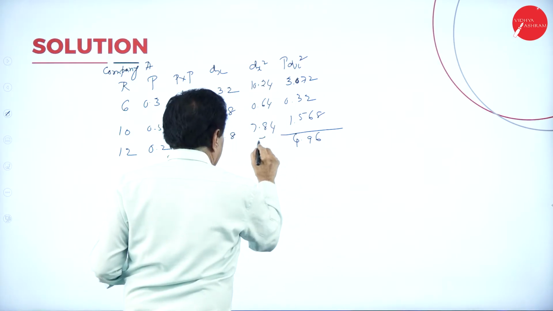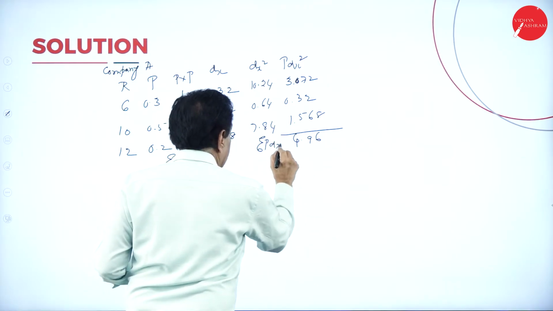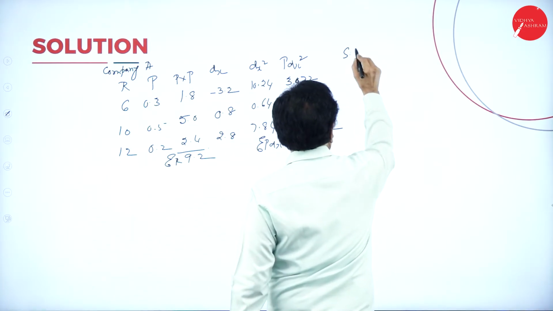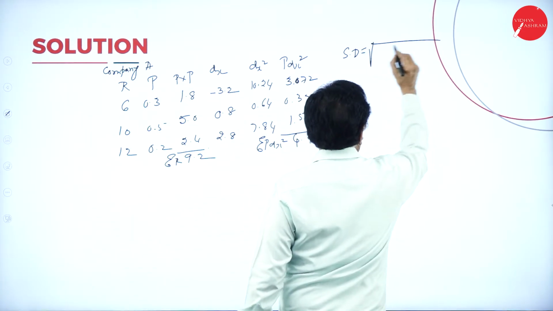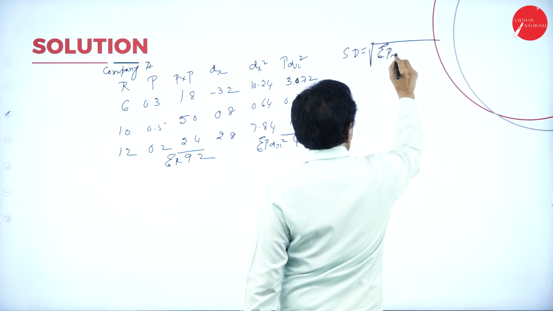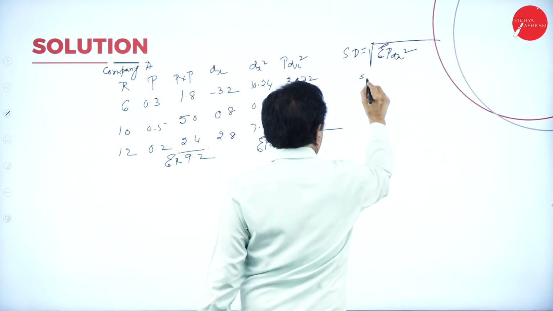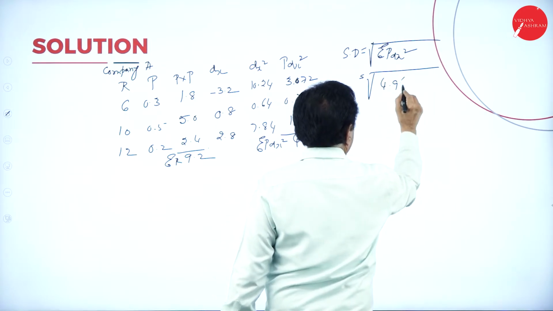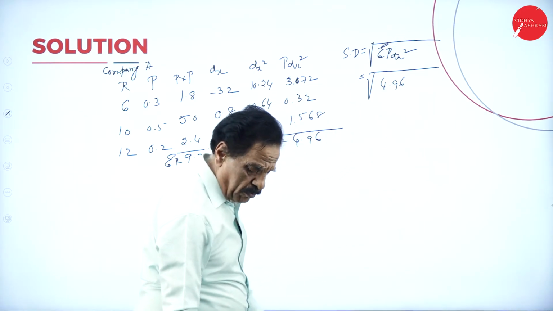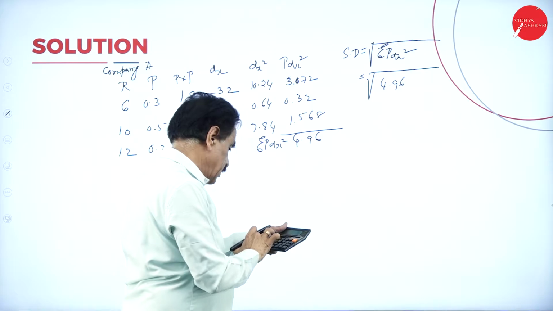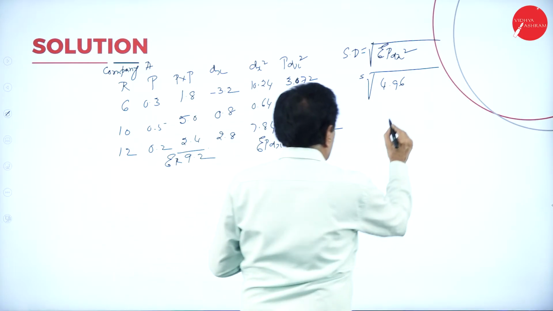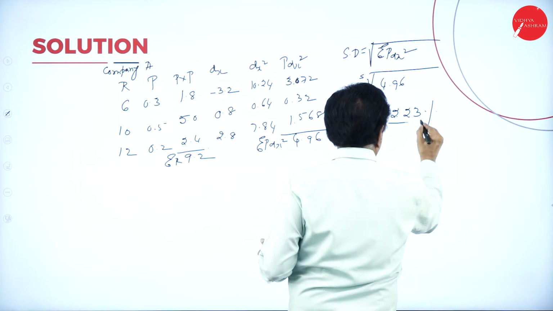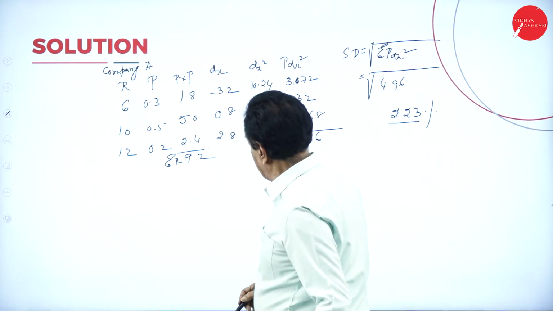This is sigma p dx square. Standard deviation is equal to the root of sigma p dx square, root of 4.96, which is 2.23%. This goes in favor of company A.